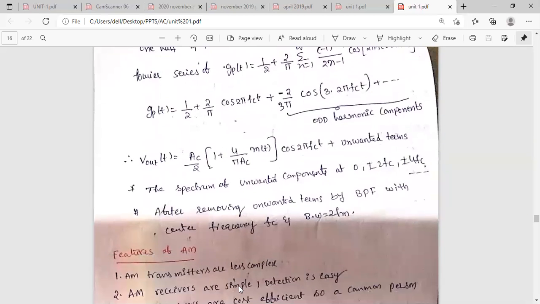Okay, so these are the methods to generate the amplitude modulated wave. One is the square law modulator and another one is the switching modulator. Here also the center frequency will be f_c and the bandwidth will be equal to 2f_m. Okay, so next class we will discuss detection methods.